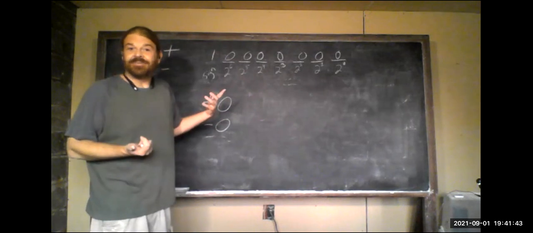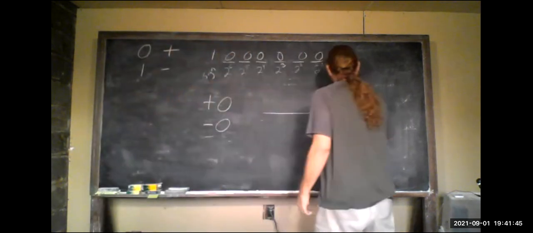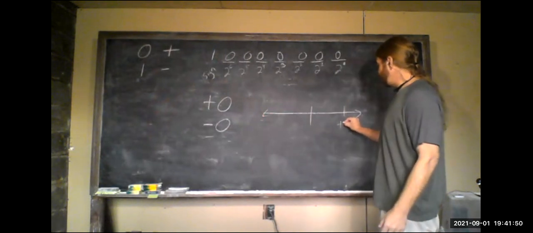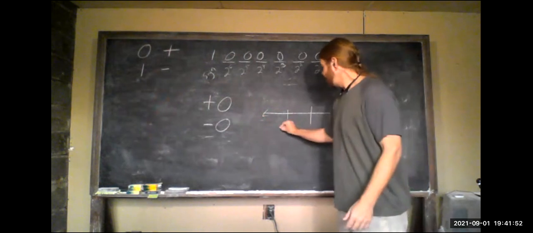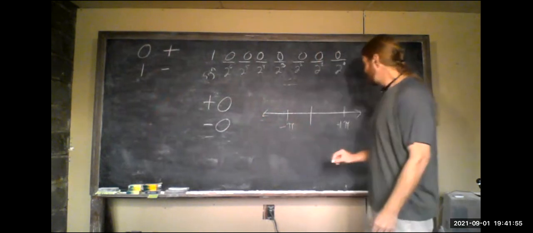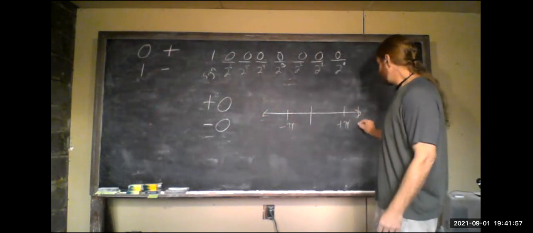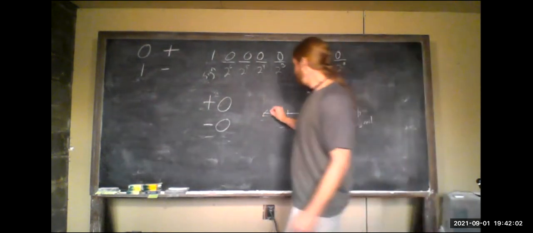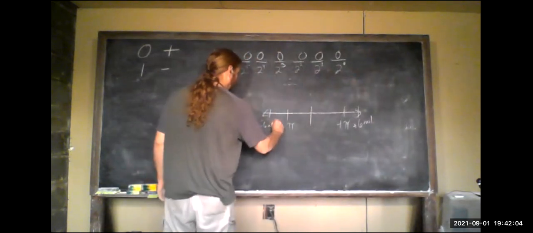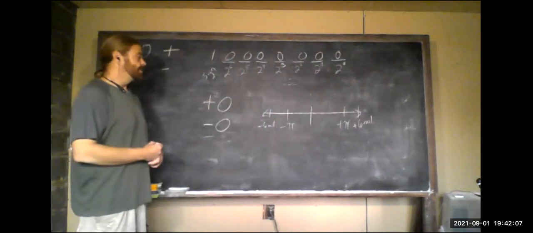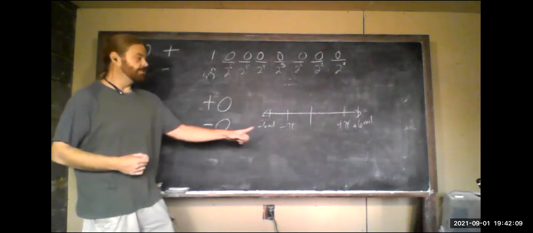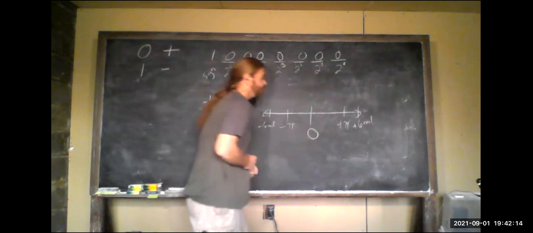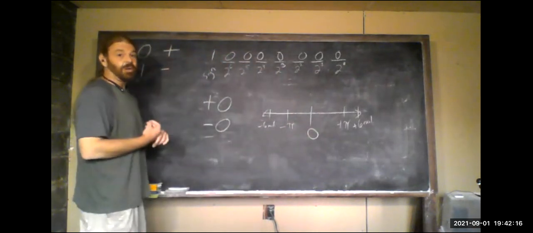Because how many zeros do we have? I drew that number line up there a minute ago. And for any number, we have a positive pi and a negative pi. A positive 6 million and a negative 6 million. So we have two of all of our numbers, except for the one right in the middle, right? We only have 1 0. So doing that gives us a bit of a problem.